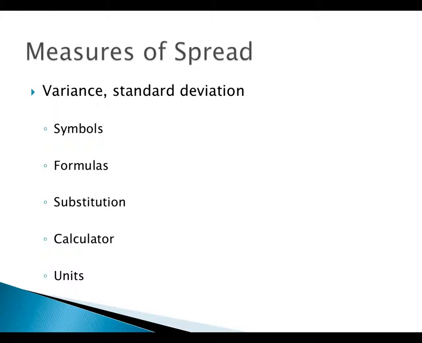Measures of spread. So variance and standard deviation. Variance is just the square of standard deviation. So your formulas are these. Remember that sigma is population and S is sample. So population, variance, population, standard deviation. Population or sample, variance, sample, standard deviation.